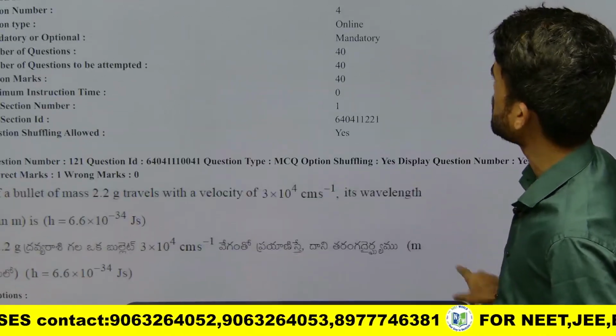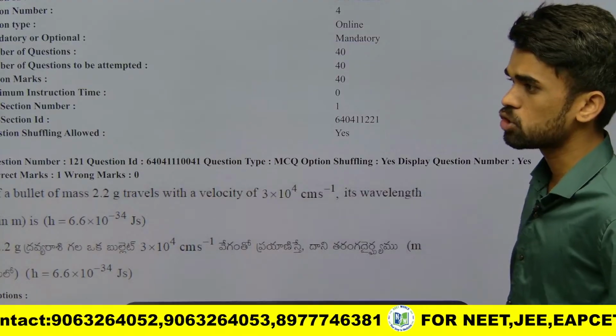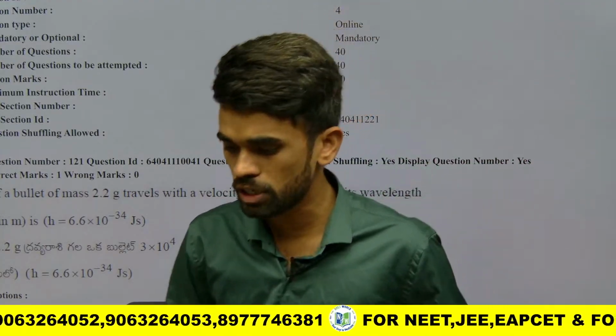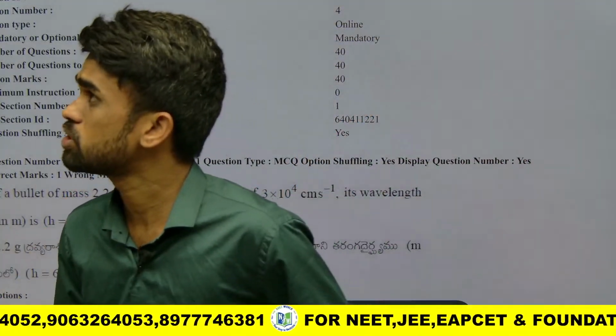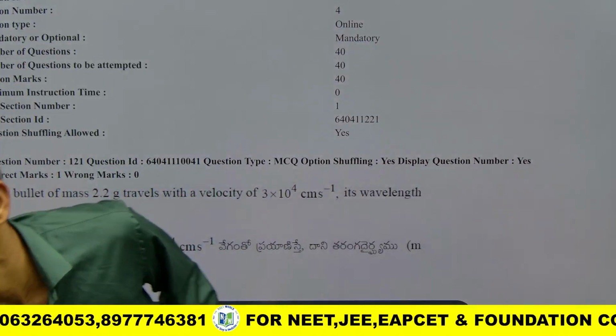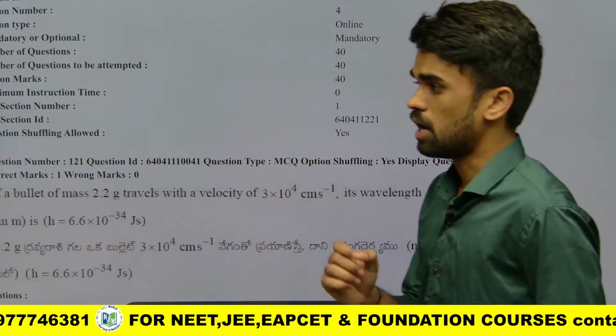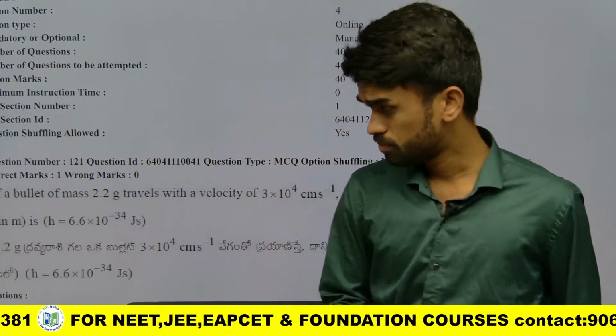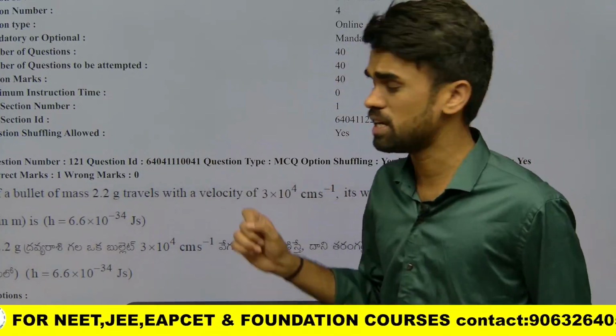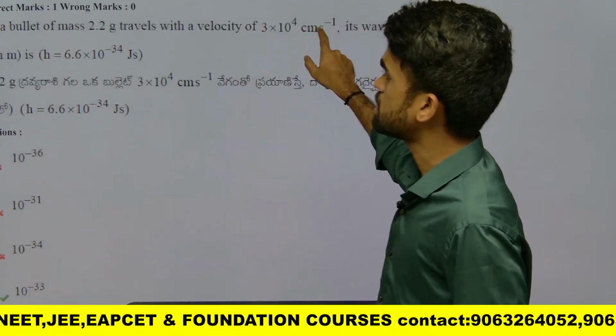So here we have the chemistry part. We have 40 questions in this. Out of 40 you need to answer all the questions and there are no negative marks for this exam, right? So it means you have to try all the questions and strictly follow time management in this exam. So let us start with the first question.